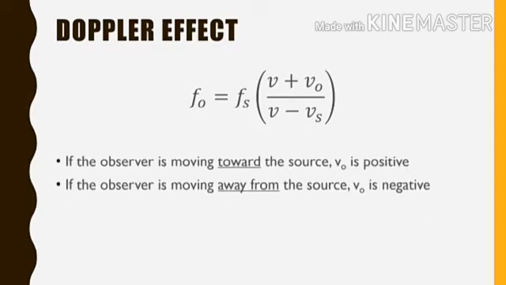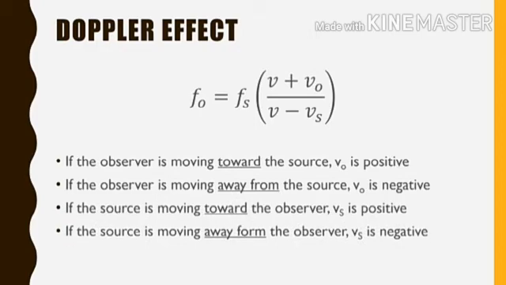If the observer is moving toward the source, v_o is positive. If the observer is moving away from the source, v_o is negative. Then, if the source is moving towards the observer, v_s is positive. If the source is moving away from the observer, v_s is negative. By increasing or decreasing the distance between the source and the listener, we can hear different frequencies.